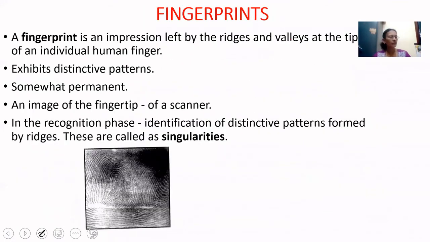Next, we see a fingerprint. A fingerprint is an impression left by the ridges and valleys at the tip of an individual human finger. These ridges and valleys exhibit distinct patterns. Each individual has a different pattern, and these patterns are somewhat permanent. Most of the time it is the same.